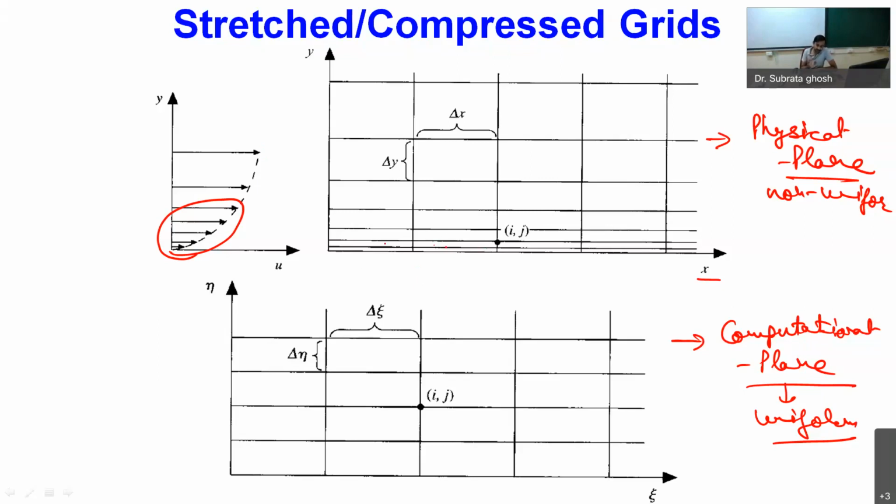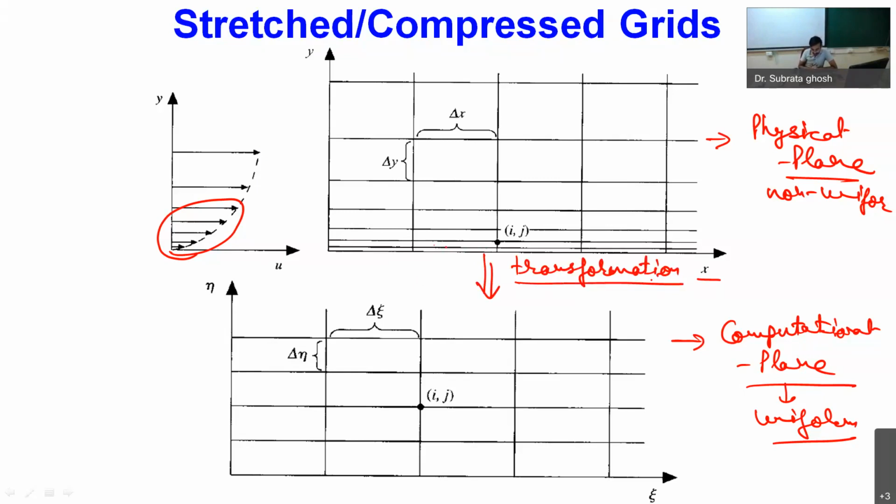But when we have to employ the finite difference formulation, we want a uniform structured mesh. So that's why we have used some transformation in order to convert this non-uniform structured mesh from the physical plane to the computational plane. And in the computational plane, we are getting this mesh in a structured fashion.